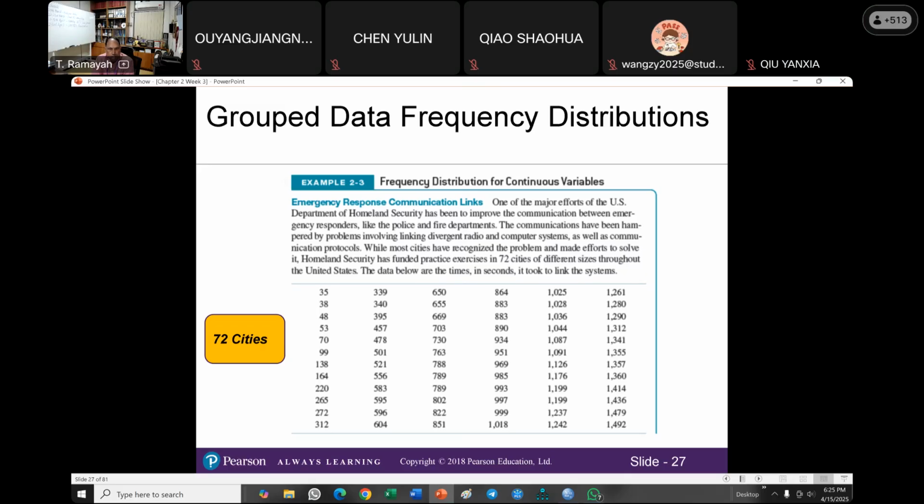And these are times in seconds that it took to link the systems together from different systems that they have. To link them, this is the amount of time taken in terms of seconds. So we have a big number of values here. And if you see here, we have 1, 2, 3, 4, 5, 6, 7, 8, 9, 10, 11, 12, right? So 12 in one column. We have 6 columns here. 12 times 6, you get 72 values.